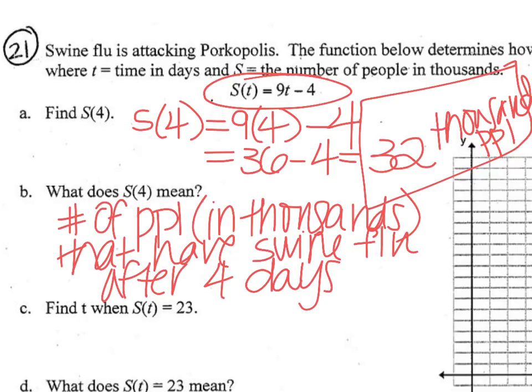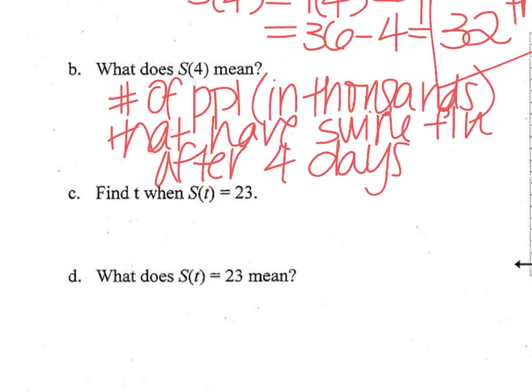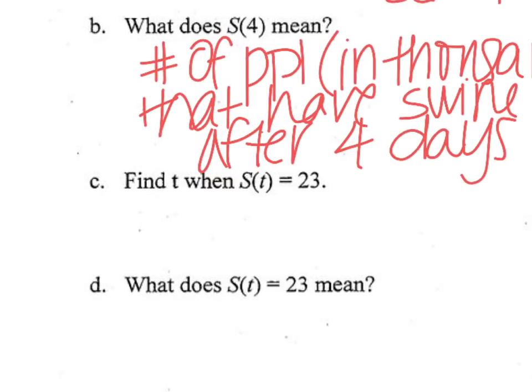Now, part C is asking us to find T when S of T is 23. So what this is saying is, when the number of people in thousands is 23, so when there's 23,000 people who have swine flu, what is T? How many days did it take for 23,000 people to get swine flu?